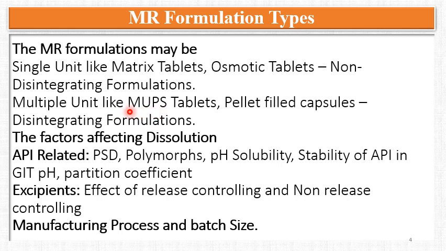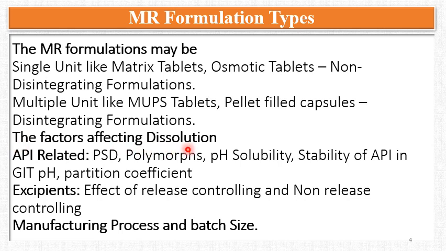In this, pellet formulation is used and different coating is used on the pellets to get the release profile. So these pellets can be compressed into tablets. These are called MUPS tablets, or these modified release pellets can be filled into capsules, and these are disintegrating formulations. So the DT test will be there for these formulations, and these are called disintegrating formulations.